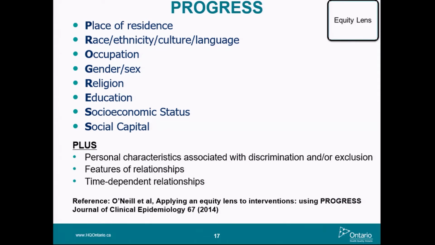This is from a recent paper which published a few factors with the acronym PROGRESS on equity. The place of residence, race, ethnicity, culture, language, occupation, gender, sex, religion, education, socioeconomic status, and social capital are all some of the important factors that need to be incorporated within the research or the HTA process, and we are doing it.